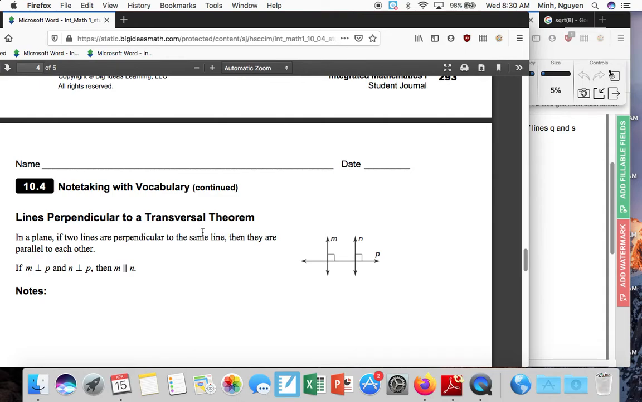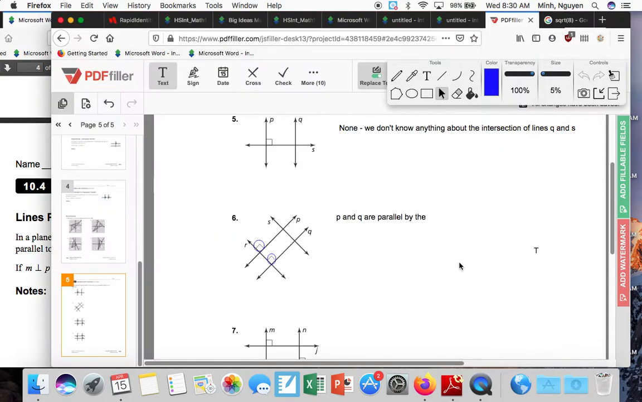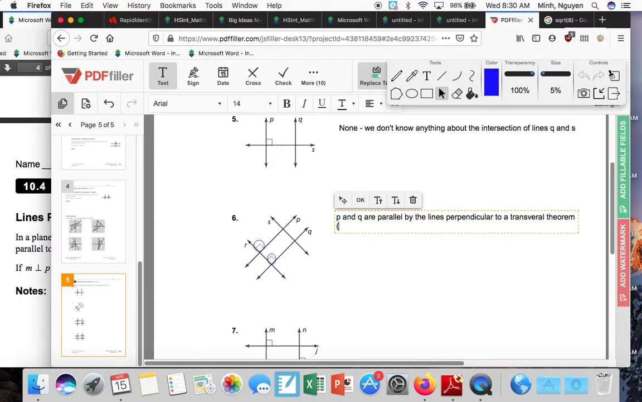lines perpendicular to a transversal. So 2 lines perpendicular to a third line. In this case, the transversals are lines perpendicular to a transversal theorem. And then this is just extra. R is the transversal, if you're not sure.